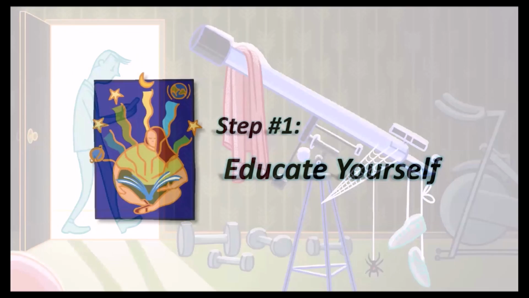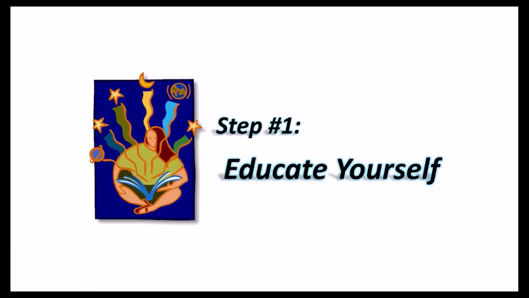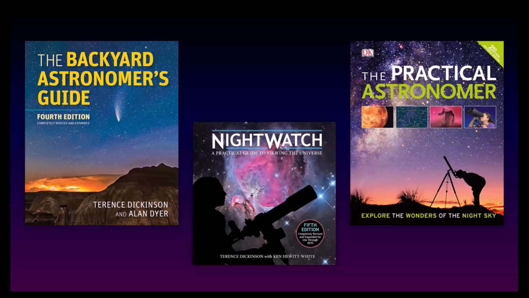The very first thing you should do is educate yourself. It's very good to learn Astronomy 101, the basic astronomy you learn in a first semester astronomy course. You can also buy some books that are more relevant to amateur astronomy. All these books cover basic astronomy, but books like The Backyard Astronomer's Guide, Night Watch, and The Practical Astronomer, just to name a few, cover amateur astronomy quite well too.